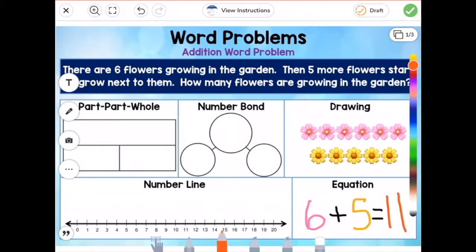Now I wrote my equation, and I even color-coded it to match my drawing, because then I think it's a little more helpful for my audience. Next, I will do part whole. And I could do a number bond. Remember, you can use pictures or drawings in your number bond.